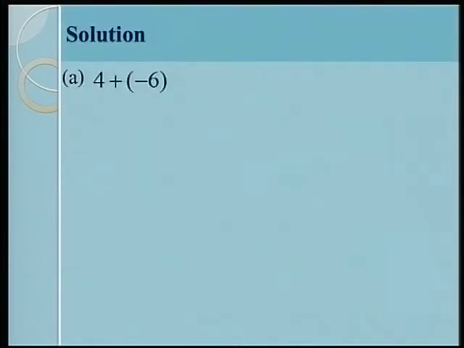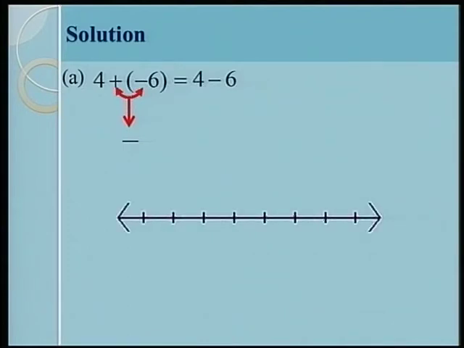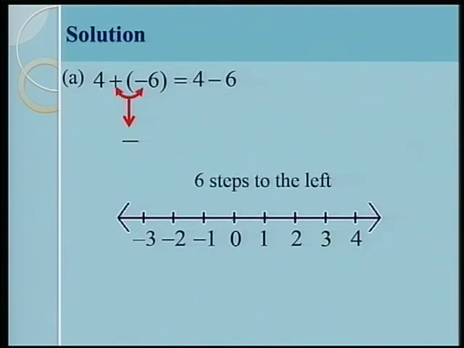4 plus -6, you will remember that plus minus will give minus. Therefore, we need to calculate 4 minus 6. And to calculate 4 minus 6, we will use a horizontal number line where we start at 4. Minus 6 will mean moving 6 steps to the left. 1, 2, 3, 4, 5, and 6. We are now at negative 2. The answer is negative 2.